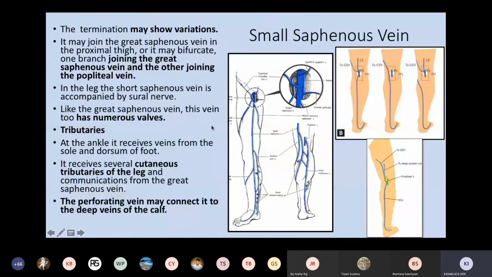Okay, now this vein, just like the great saphenous, also has many valves. About 7 to 13 valves are there, and the tributaries are near the ankle joint.